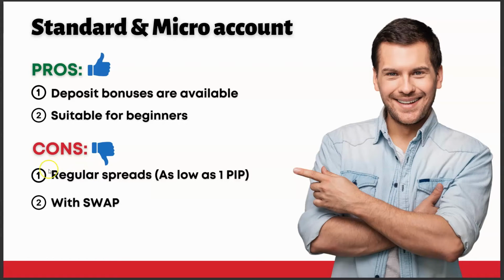Now, the downside, as you can see here, is that it has a regular spread of 1 pip. The spread is the XM fee that you will have to pay every time you make a trade, and that's how, of course, forex brokers make money. And the amount of spread will depend on what currency pair you're trading.